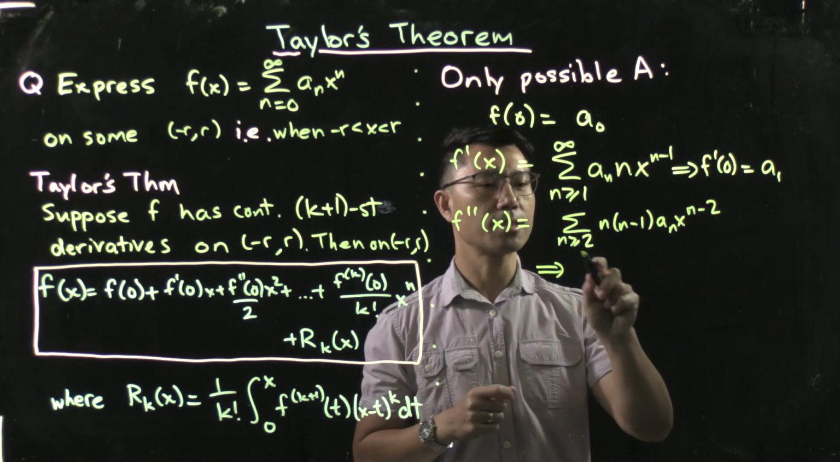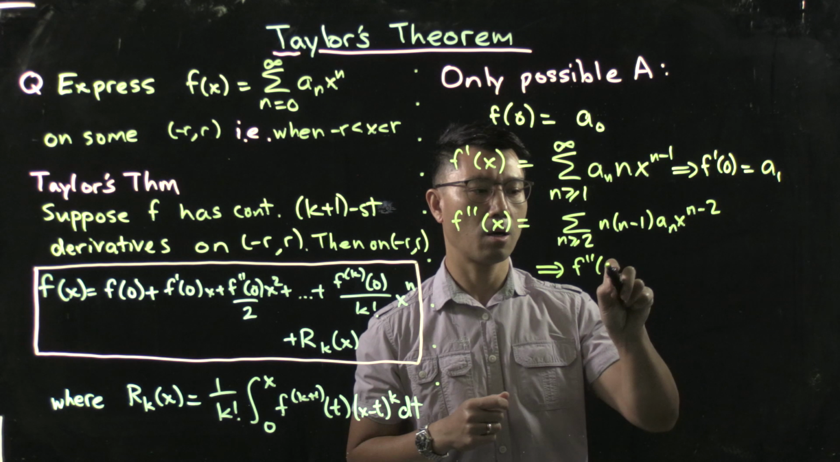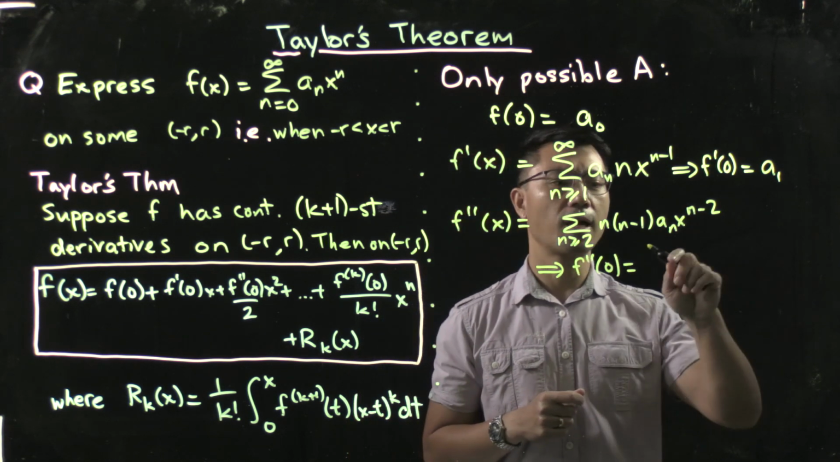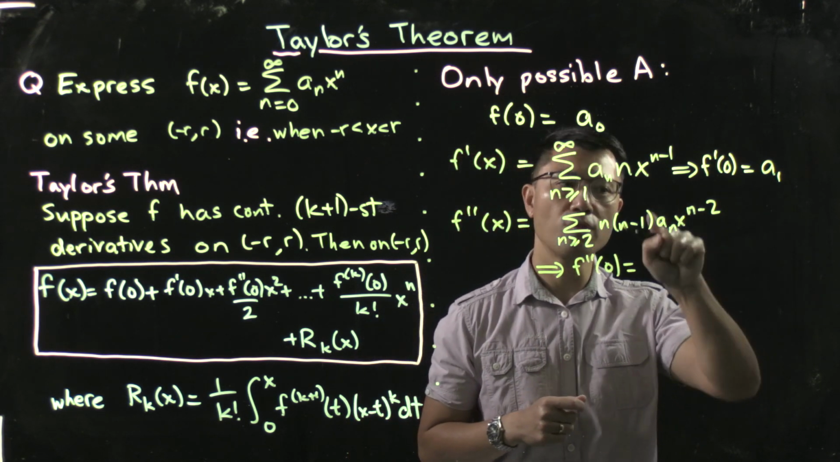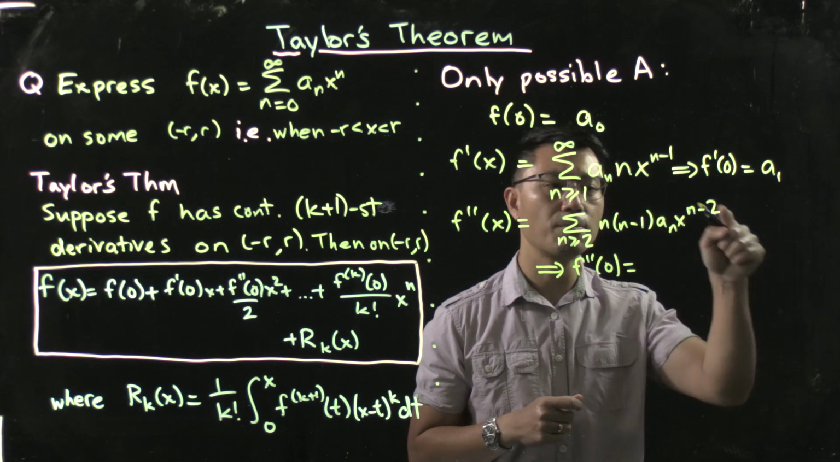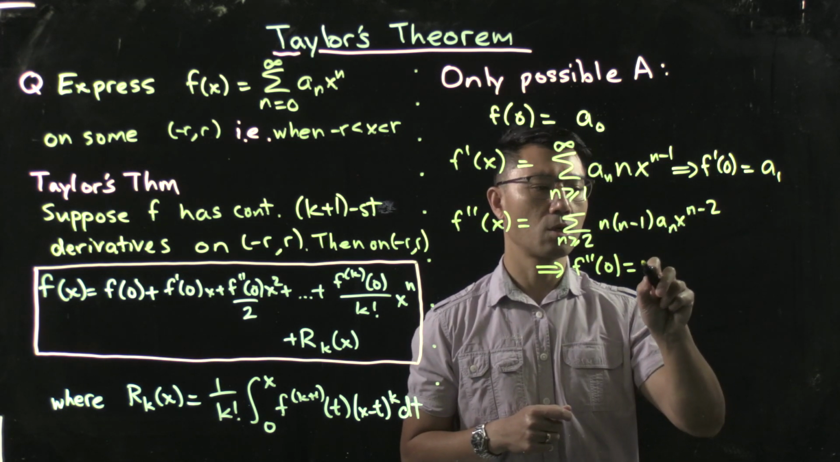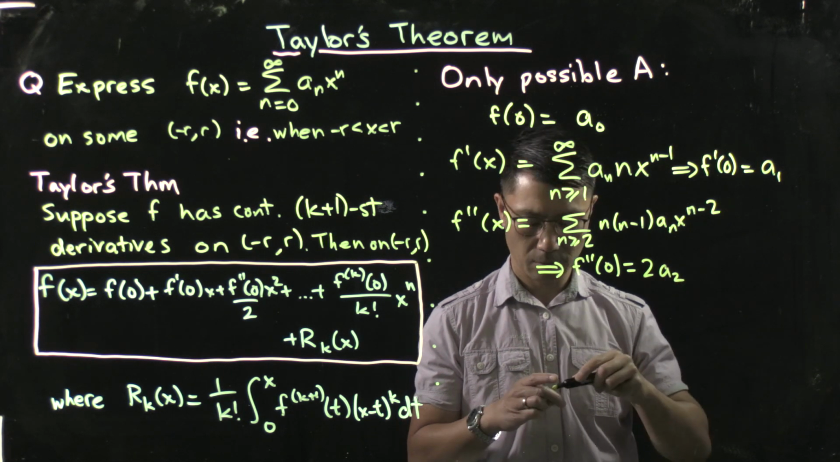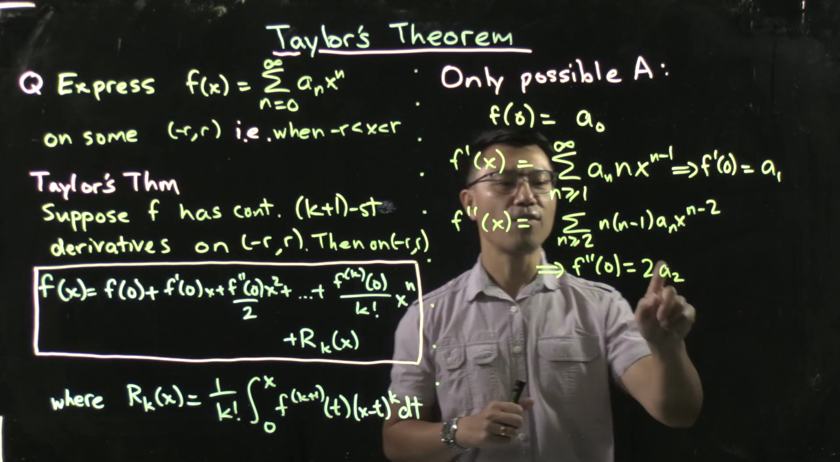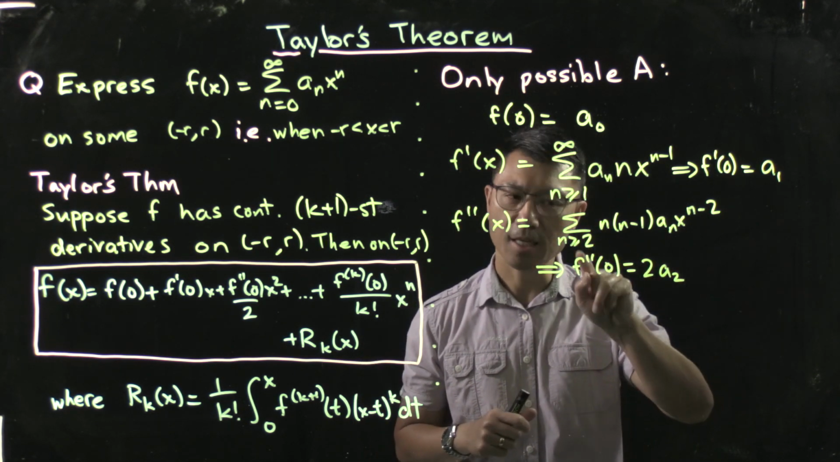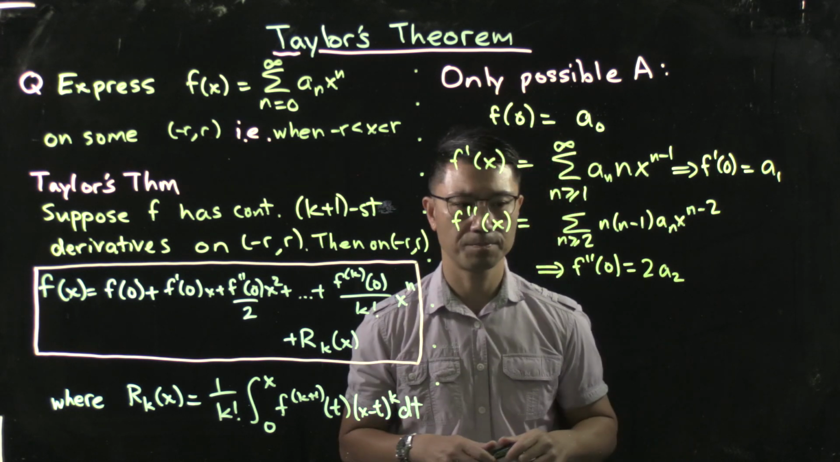So this implies that f double prime of 0 equals, in this case, you look at n equals 2, that's the term that gives you the constant term in this power series. So you have 2 times 1, okay, so that's 2a2. And that allows you to solve for a2. a2 is half of the second derivative of f at 0.